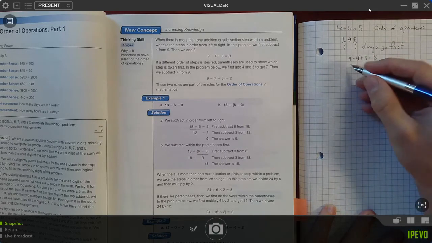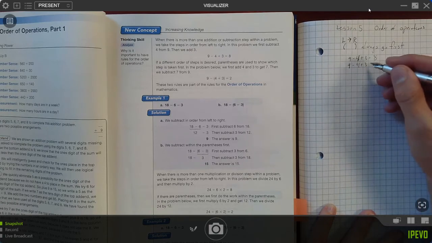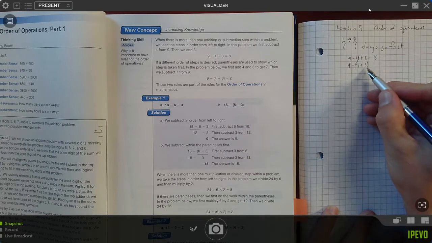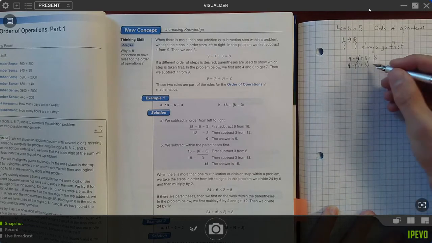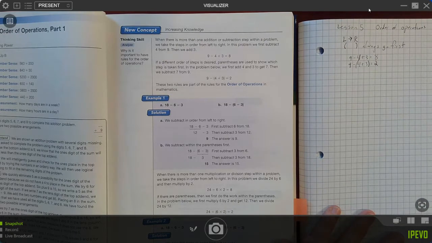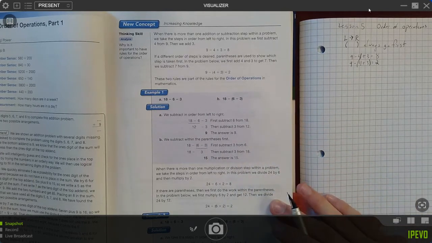Okay. But now what happens if it says 9 minus 4 plus 3, but the parentheses are around the 4 plus 3? Well, now it's 4 plus 3 is 7. 9 minus 7 equals 2. Okay. Pretty big difference those parentheses made. Now, this will give us some examples, and we'll go through it here.